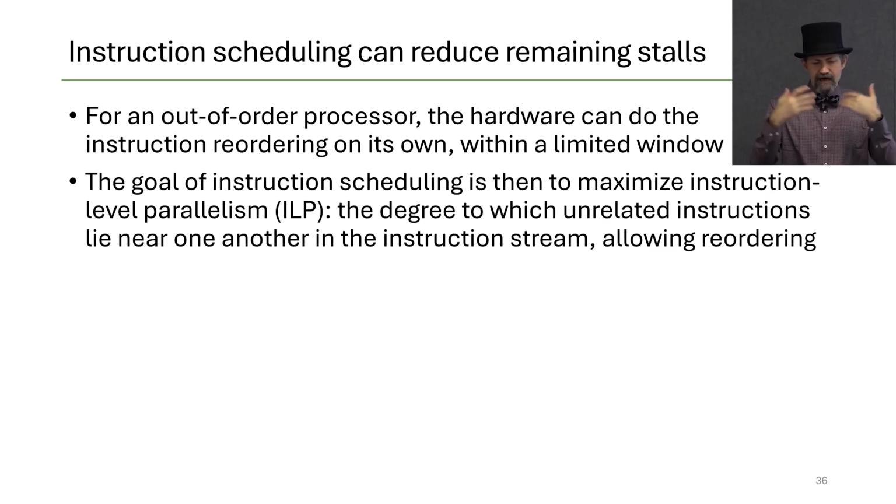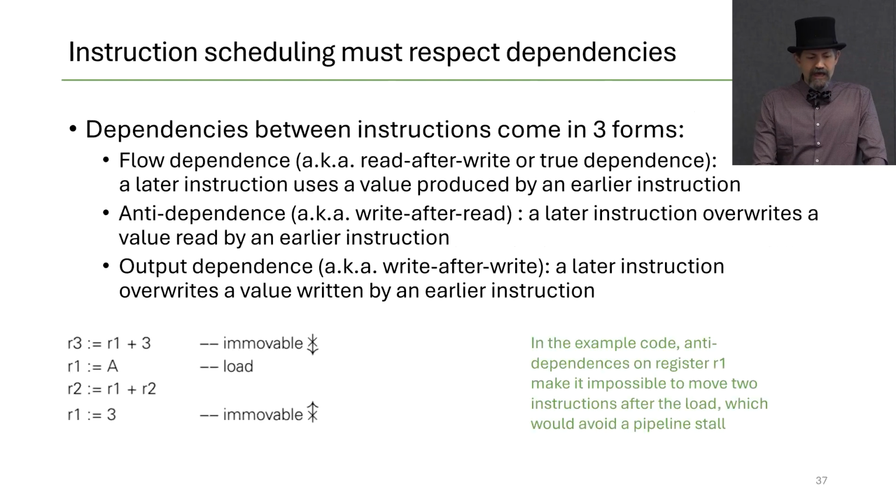Basically, we want to always have a lot of different unrelated instructions available in the instruction stream so that the hardware is able to actually reorder them to address any stalls that happen. In order to maximize instruction-level parallelism, we have to reorder instructions. And reordering instructions has to represent dependencies between those instructions.